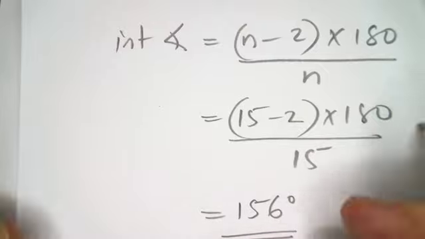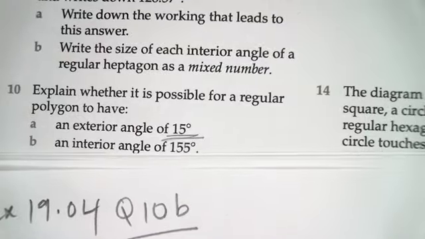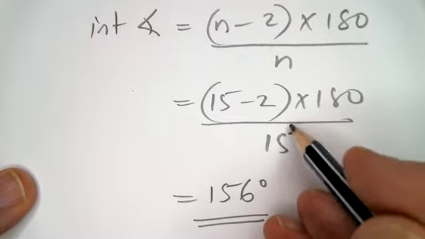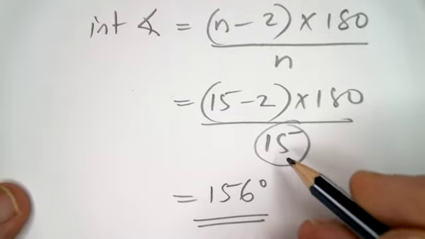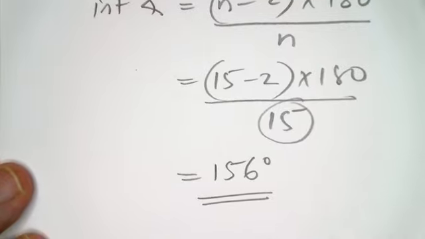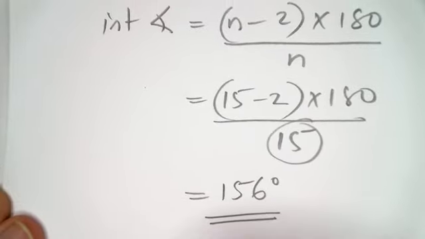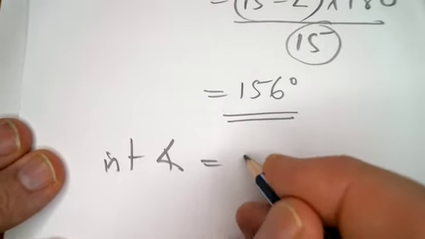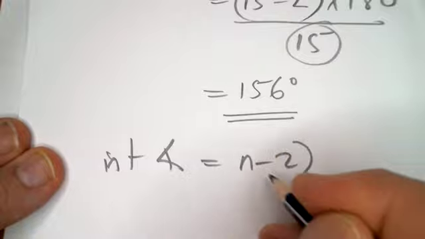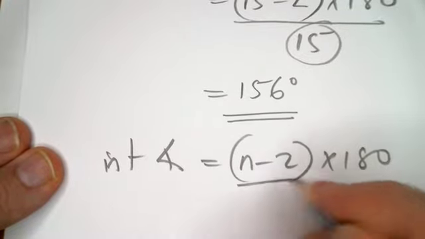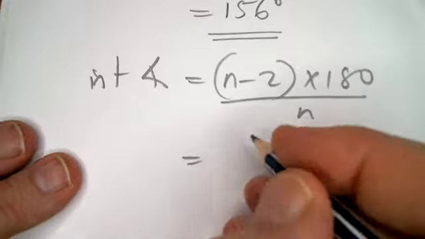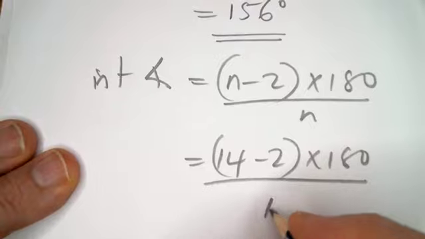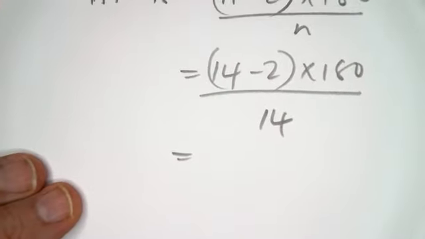But we don't want 156, we want 155. Okay, so that was too big. In other words, the number of sides was too many. Let's try it with a slightly smaller number of sides. Let's try 14 sides. So interior angle equals n minus 2 times 180 over n, and this time we're going to give it 14 sides, so 14 minus 2 times 180 over 14. Well, let's see what that does for us.